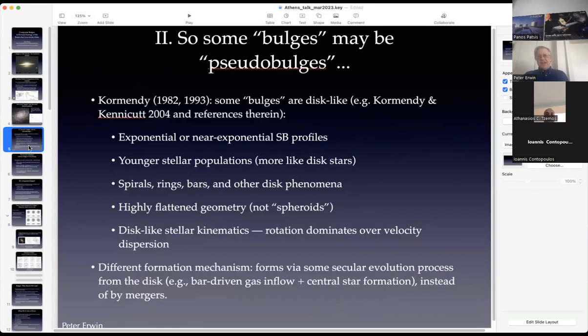And so this has led to the idea of pseudobulges, which was pioneered by John Kormendy back in the 80s and 90s. And the idea is that in some cases, the bulge in a disk galaxy has an exponential or nearly exponential profile, young stellar populations, it has disk phenomena like spiral arms, rings, inner bars, has a highly flattened geometry, and it can have disk-like stellar kinematics that are dominated by rotation, not by dispersion. And these have been called pseudobulges. And the idea is that their formation must be rather different from what have come to be called classical bulges, which are the spheroids I was talking about earlier. So some sort of bar-driven gas inflow followed by star formation in a nuclear disk, something like that.